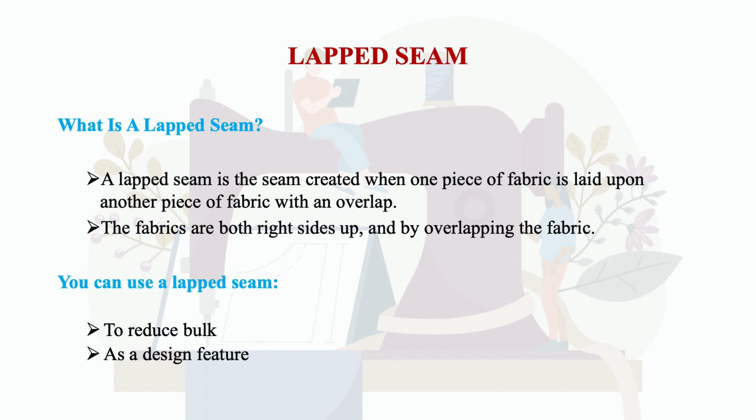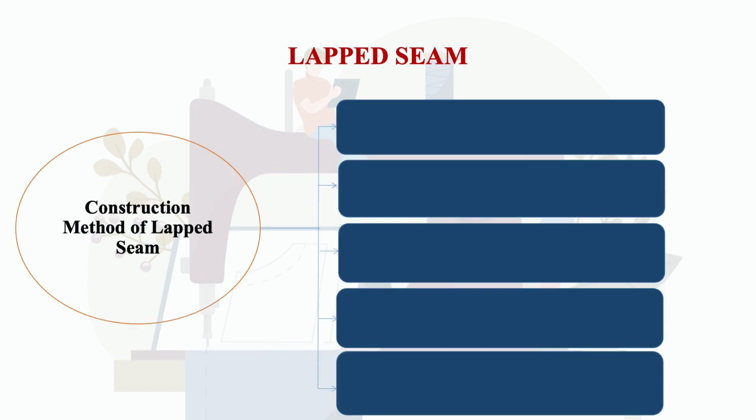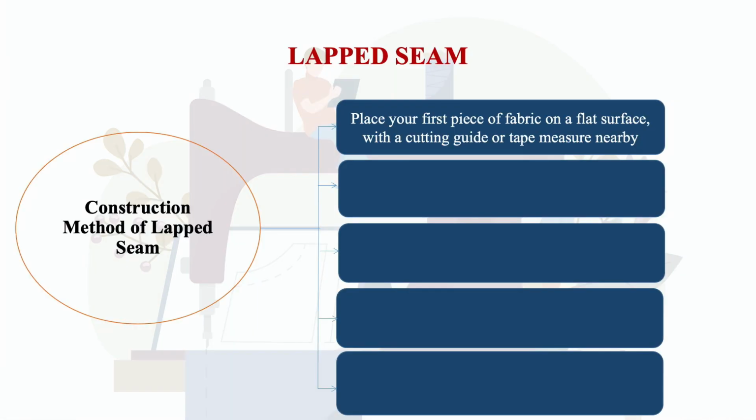So we will discuss the construction method which is used for creating this particular lapped seam. We will read out the steps, then we will demonstrate how we create the lapped seam. The first thing you have to do is place the first piece of fabric on a flat surface with a cutting guide or measuring tape nearby.